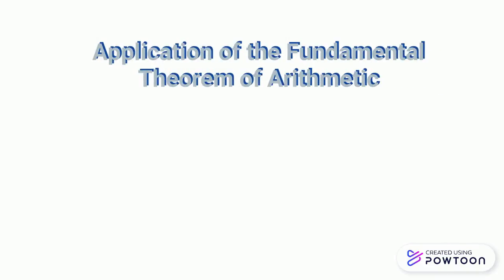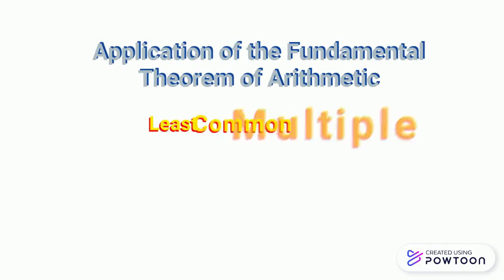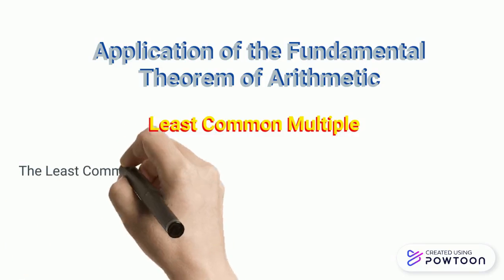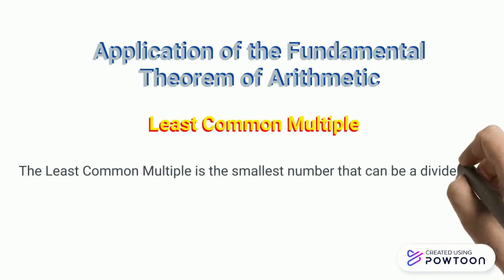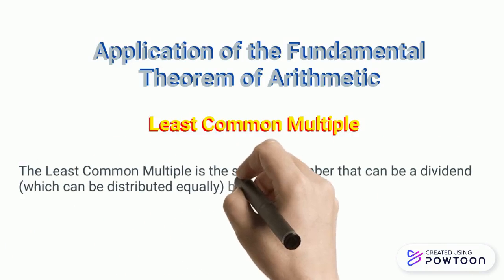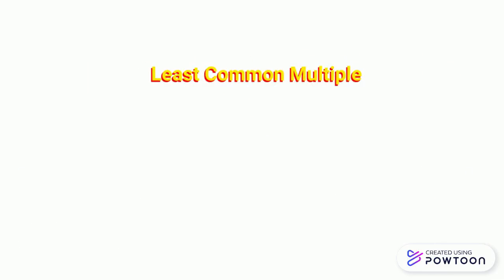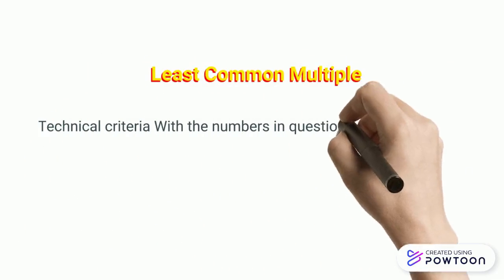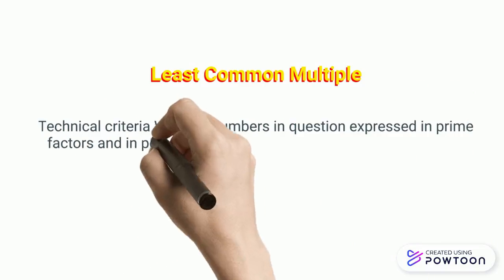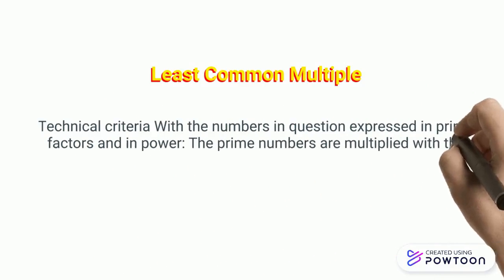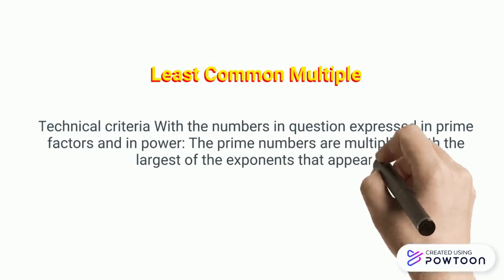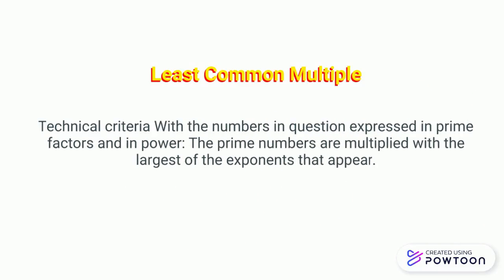In this chapter, we're going to apply the fundamental theorem of arithmetic to the least common multiple and the greatest common divisor. Least common multiple: it is the smallest number that can be divided equally by the numbers in question. The technical criterion of this concept establishes that, with the numbers expressed in prime factors and in power, the prime numbers are multiplied with the largest of the exponents that appear.